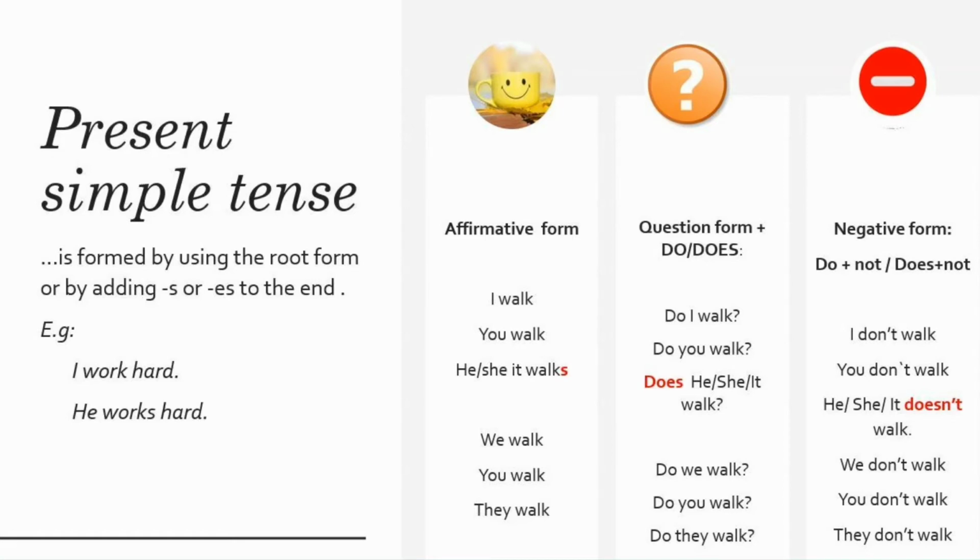The negative form of the present simple tense is by adding not after do or does. I don't walk. You don't walk. He doesn't walk. She doesn't walk. It doesn't walk. We don't walk. You don't walk. They don't walk.